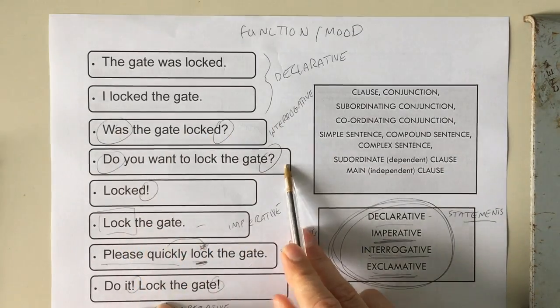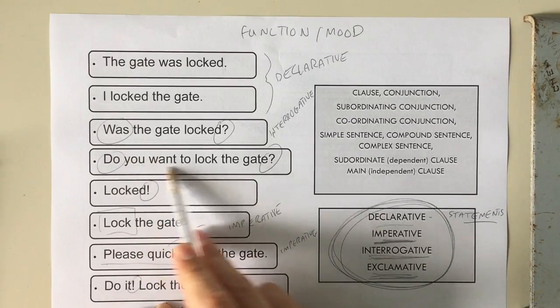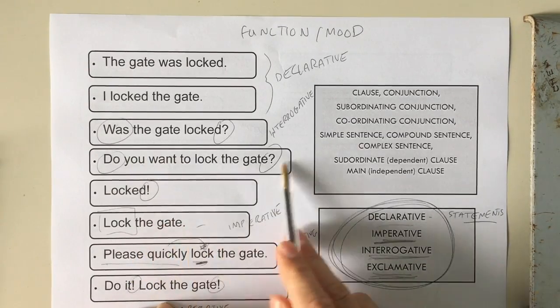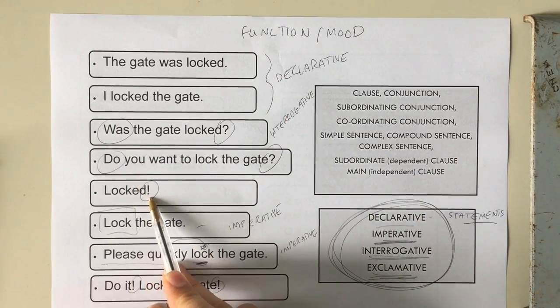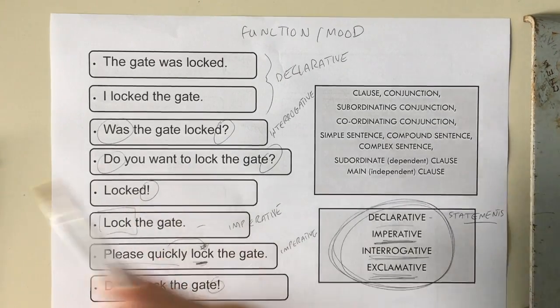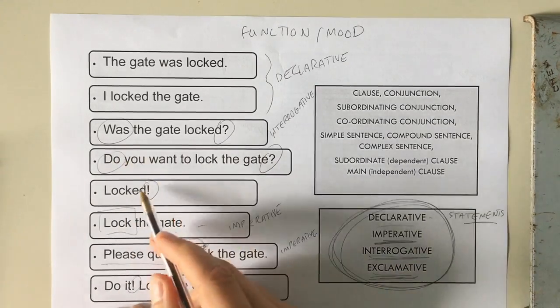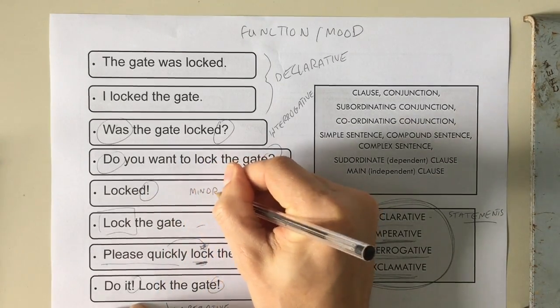Do you want to lock the gate? That's the subject, is you. The action is to lock. You want to lock, so it's a simple interrogative. But look at this one. Locked! What's missing? It's the subject, isn't it? We've got a verb, but we haven't got a subject, so it doesn't fulfill the criteria for a clause, so it's a minor exclamative.